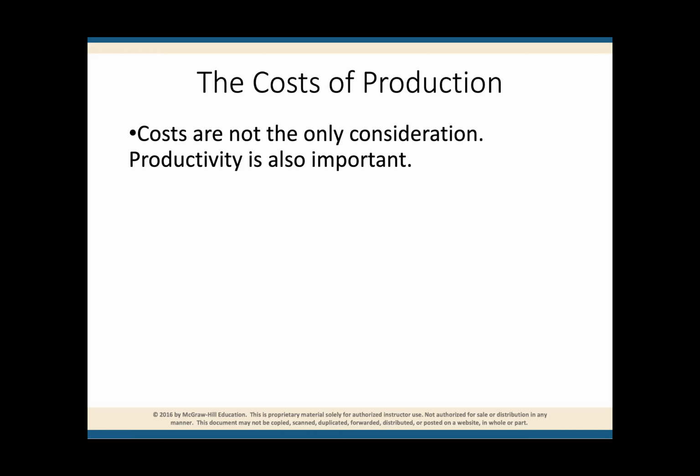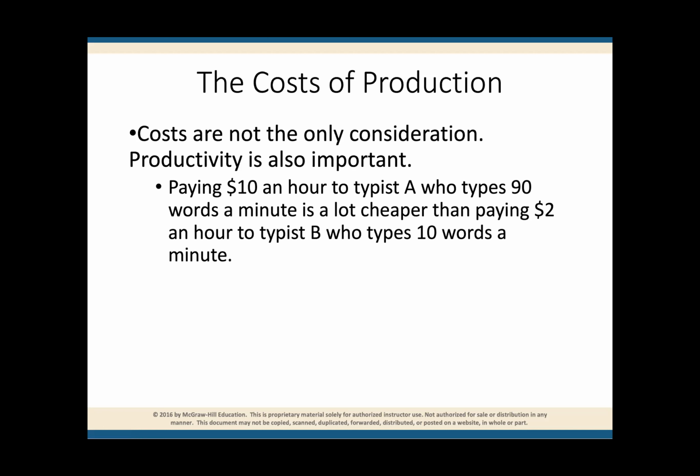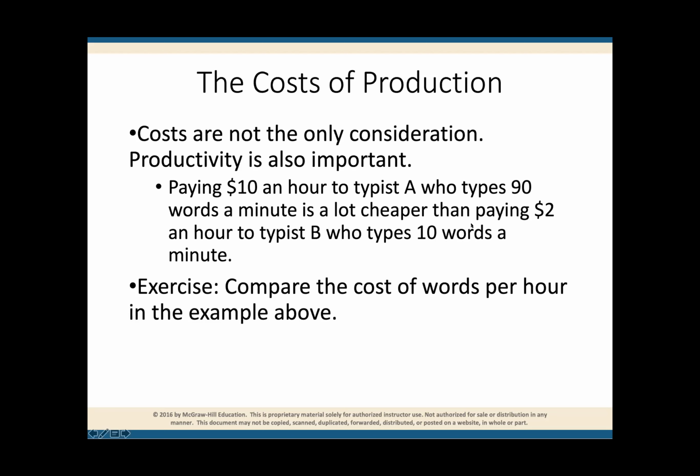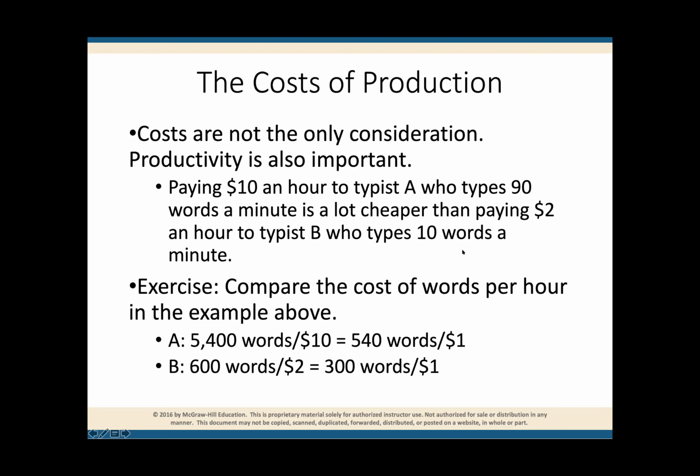So as you can see, costs are not the only consideration when a company decides to hire an input. Just like the example I gave you, paying $10 an hour to a typist who types 90 words per minute is a lot cheaper than paying $2 an hour to a typist who types only 10 words a minute. In other words, we don't look only at how much you want to charge me, but at your productivity. For example, if this guy can type 90 words a minute, he can type 5,400 words an hour, divided by $10 an hour, which generates 540 words for every dollar that I pay.